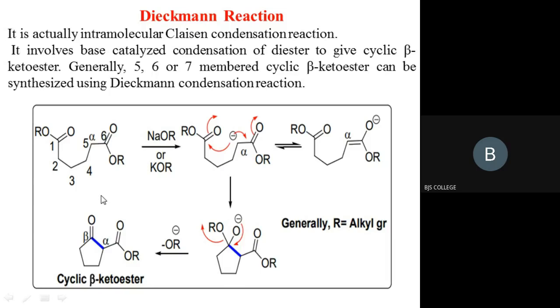So aldol condensation is there. Then we have seen the Claisen condensation. In that we have seen that it can be self-Claisen or cross-Claisen. But if it is intramolecular Claisen, then it is not called Claisen, it is called the Dieckmann reaction. So please remember, the Dieckmann reaction is nothing but an intramolecular Claisen condensation type of reaction.